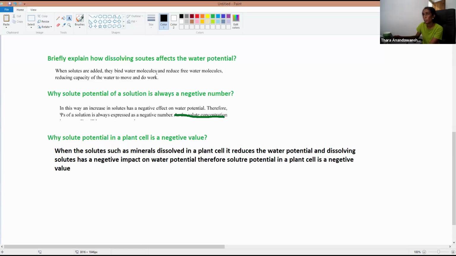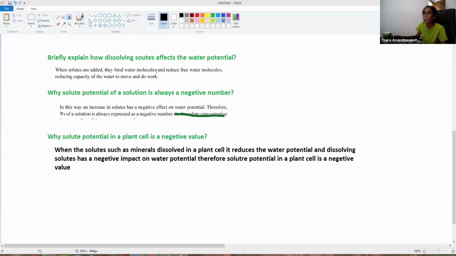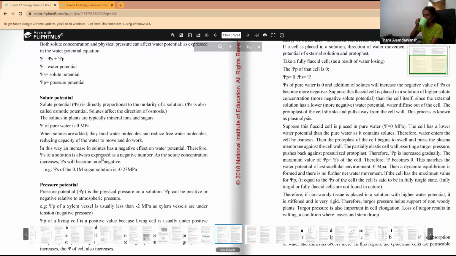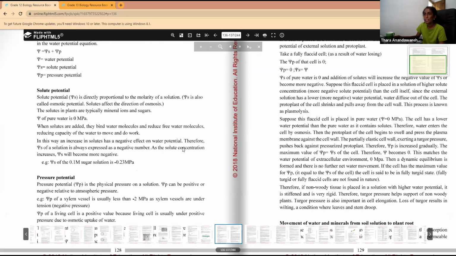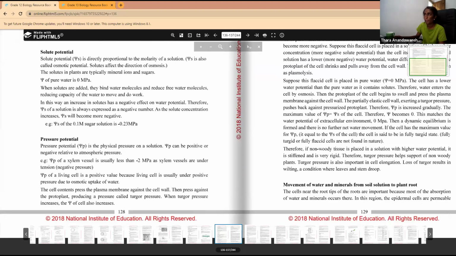Write the topic with a pressure potential. I'm not writing everything in the book. You guys need to go through the book as well. Write the topic, pressure potential. Right? Pressure potential. Here it is, the physical pressure on a solution. Write this there, the definition.